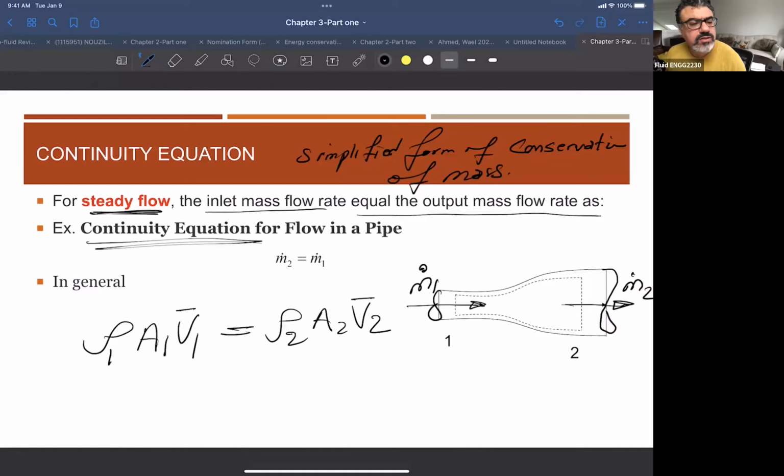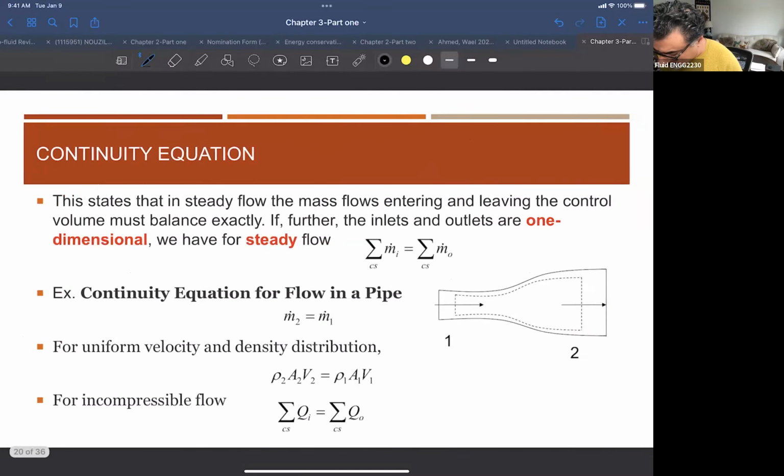Does density 1 and density 2 have to be equal? Do they have to be equal? Density 1 and density 2? No, it depends on the type of fluid. If the fluid is liquid, yes, density is the same. And this is what I'm talking about here. So this is just more explanation of what I just explained to you.